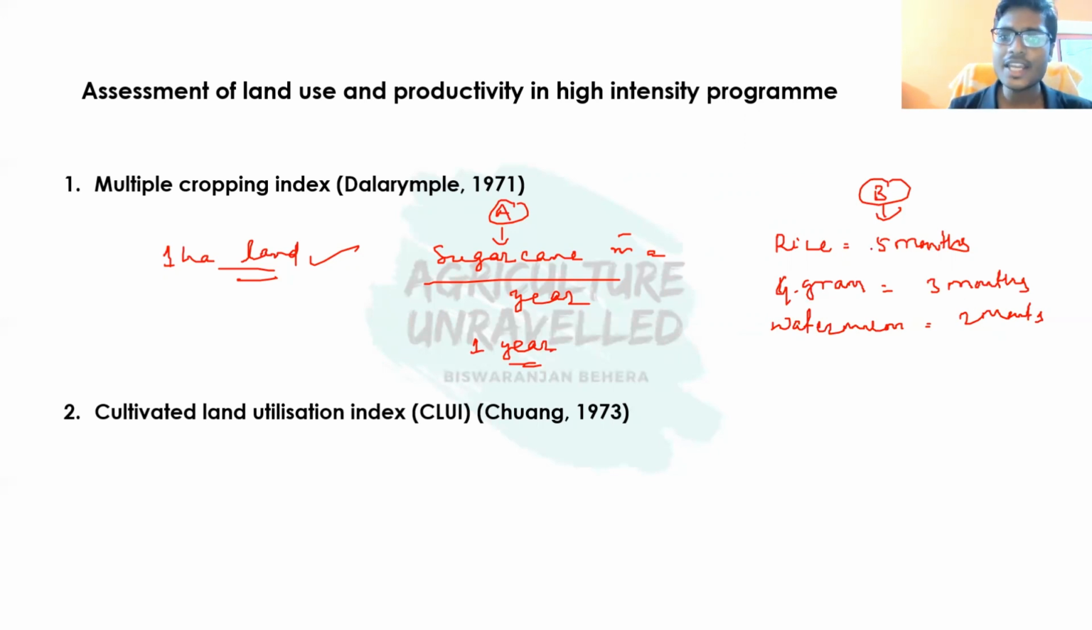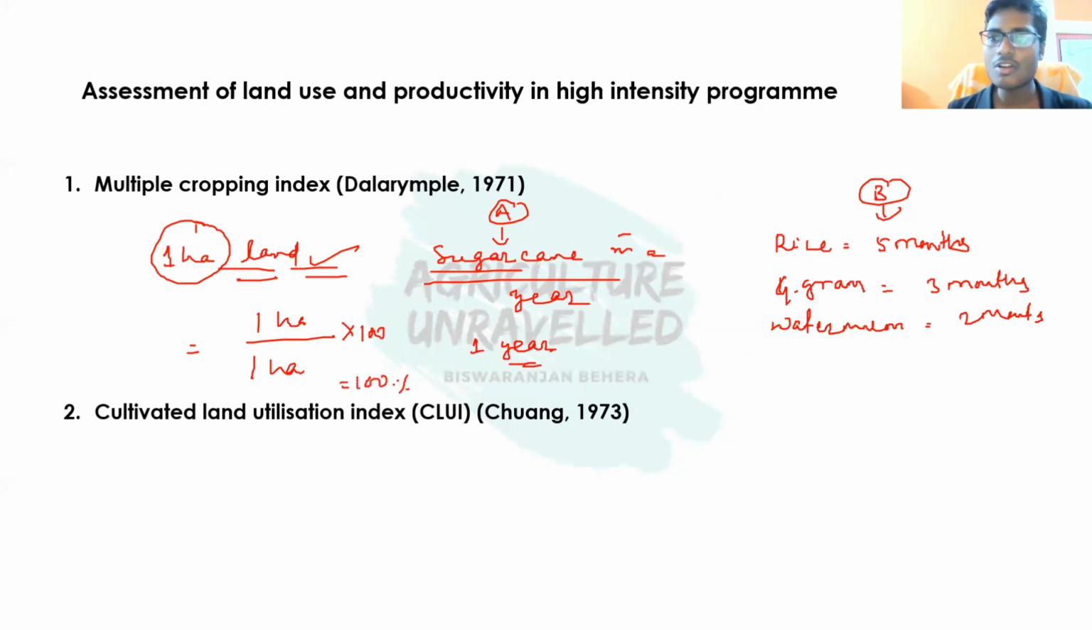In case of farmer A, the cropping intensity or multiple cropping index, both are the same. Here the crop is a single crop and it is grown in 1 hectare land. So the area under individual crop, that is 1 hectare, divided by the net cultivated area. The net cultivated area is also 1 hectare because the farmer has 1 hectare land. So into 100, it gives 100% multiple cropping index or cropping intensity.